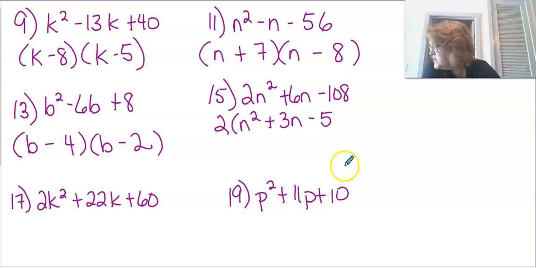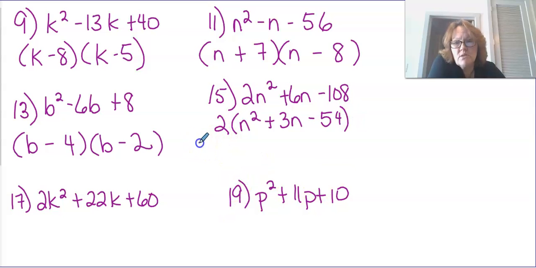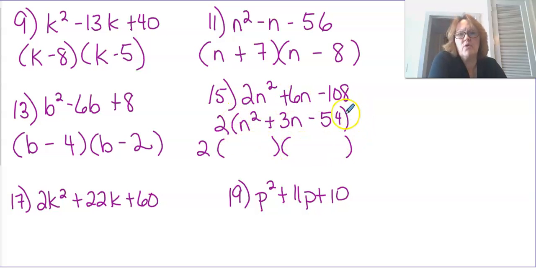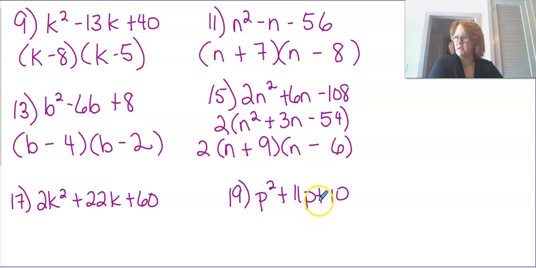So what is half of 108? 54. I am not thinking straight today. Okay, so then I just leave my 2 and I do my 2 binomials, and in this case I've created a trinomial where the A value is 1 by taking out that 2. So let's see, factor pair for 54, that's going to be 9 and 6. One needs to be positive, one needs to be negative. The 9 is going to be positive, and the 6 is going to be negative.